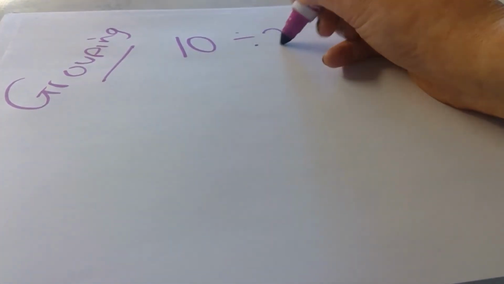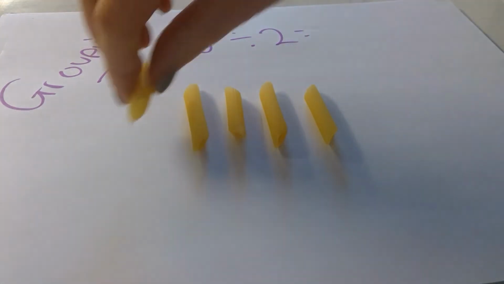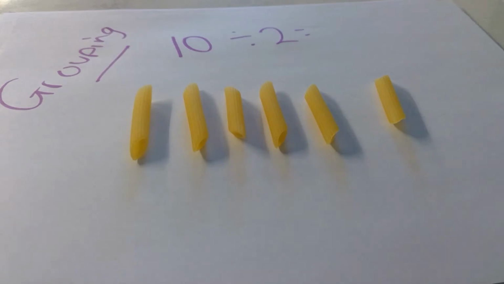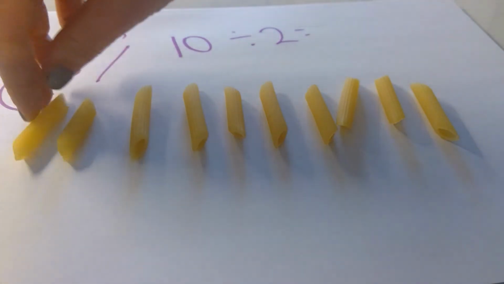Okay, right, now moving on to our grouping method. So slightly different this time. I'll show you that with the same calculation, 10 divided by 2. We know what the answer is, but let's focus on how we get there. So this time, what we're going to do is start off with the 10. So 1, 2, 3, 4, 5, 6, 7, 8, 9, 10.